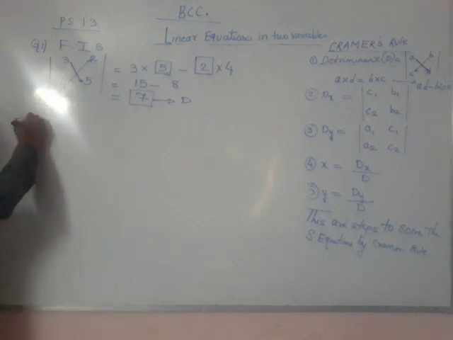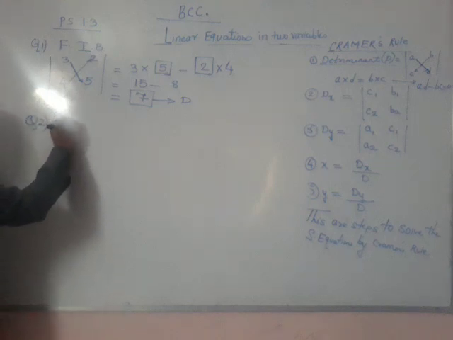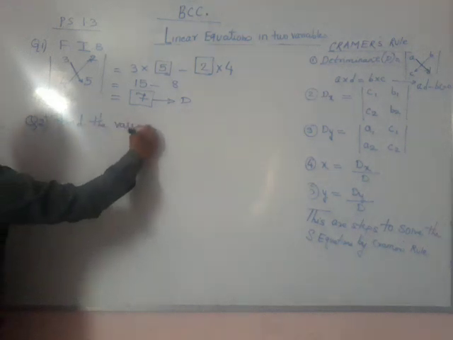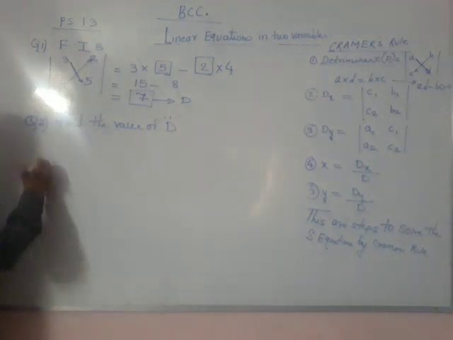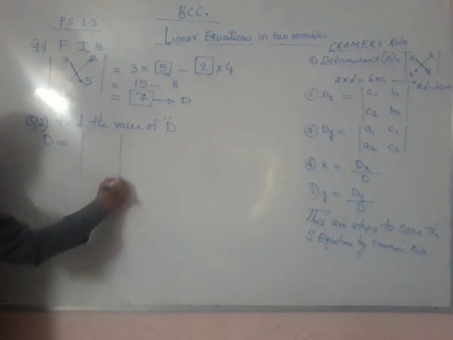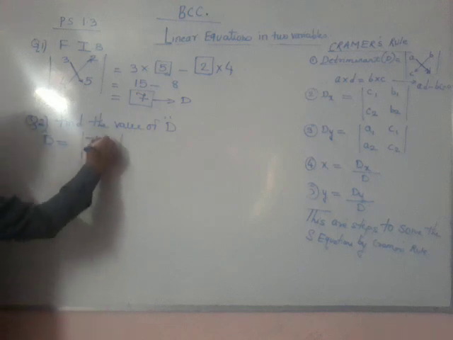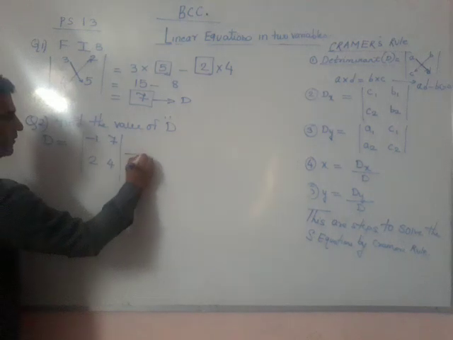Now in question number 2, you have to find the value of the determinant. I am writing in short, D for determinant. D is equals to, some sums are given. There are 3 sums. Let us solve these 3 sums. Minus 1, 7, 2, 4. Come on.